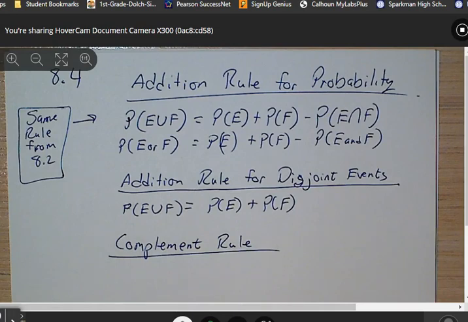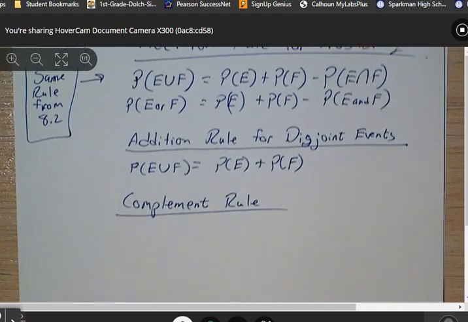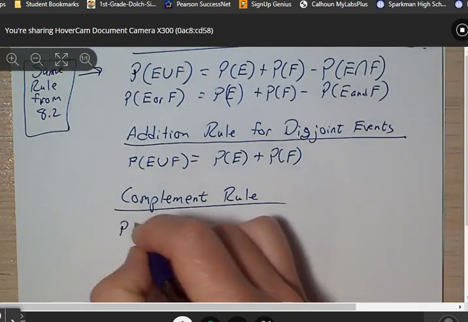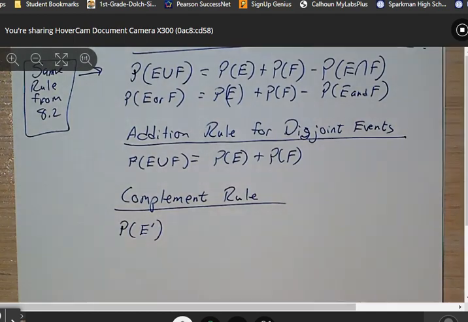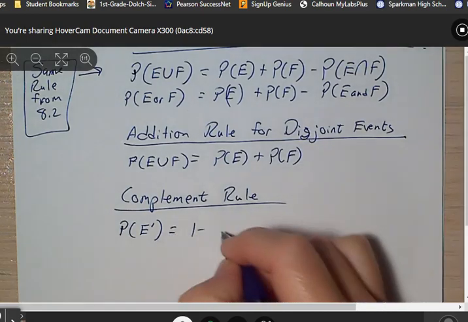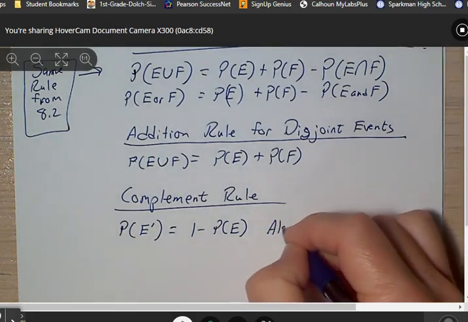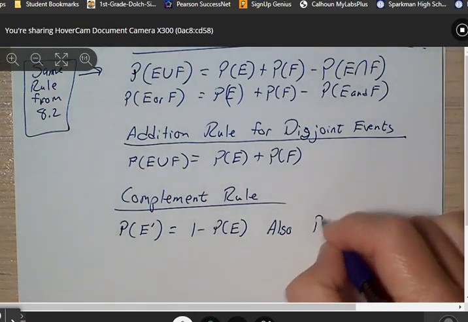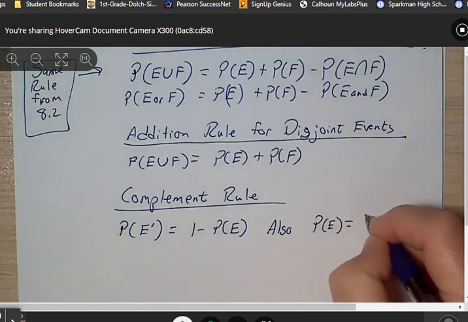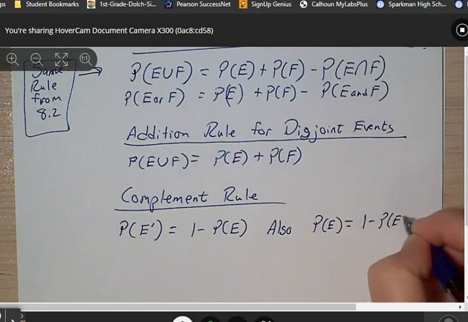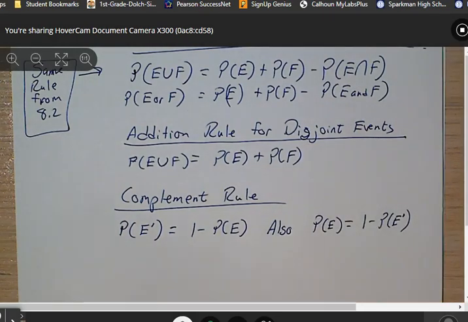Okay, so for the complement rule, there's actually two different ones here you can spin either way. The probability of getting the complement of whatever event it is that you're talking about is 1 minus the probability of getting that event. You also could flip that one around and say, well, the probability of getting the event would be 1 minus the probability of the complement of that event.